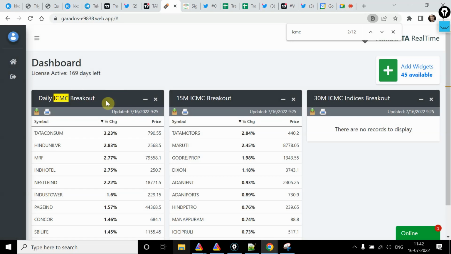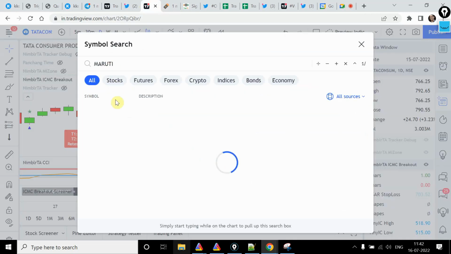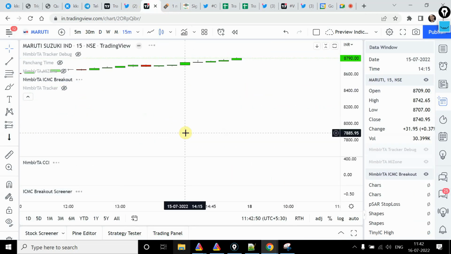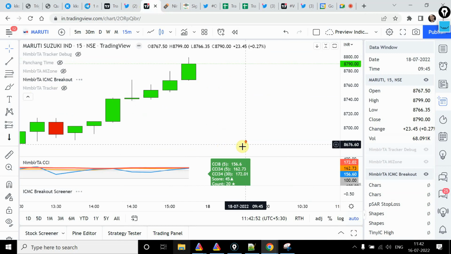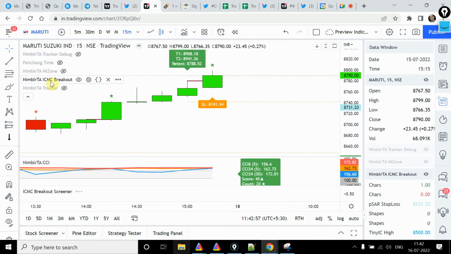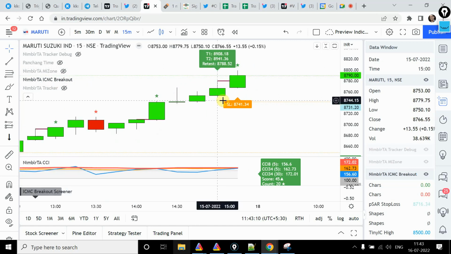So the ICMC concept remains the same. The time frame has changed. I see Tata Motors and Maruti have given ICMC breakout on 15 minutes. So I go to Tata or Maruti over here, and I am on 15 minutes. I would expect there would be an ICMC breakout happening in this case. And at this moment, if you see, I have applied the ICMC breakout indicator, and it has identified this is the IC, this is the MC, what is my target, what is my retest value. So I have already been prepared with it.